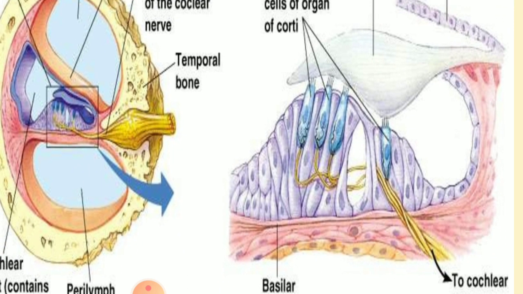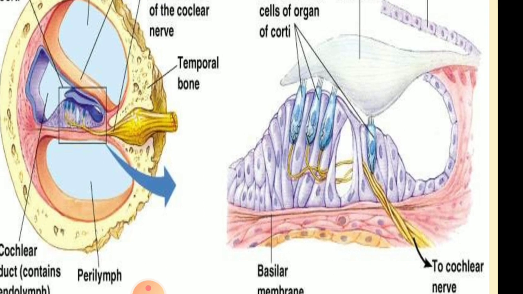Now outer to this tunnel of Corti, the set of hair cells called outer hair cells are more numerous, arranged in 3 to 5 rows. Absolute number is also higher, almost 20,000 per ear. But inner hair cells, which are situated inner to the tunnel of Corti, on the medial side, are arranged in a single row, and absolute number is less, almost 3500 in each ear.